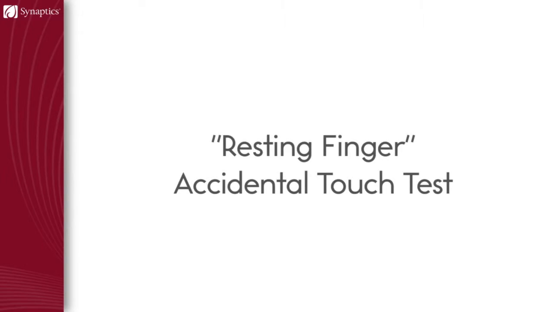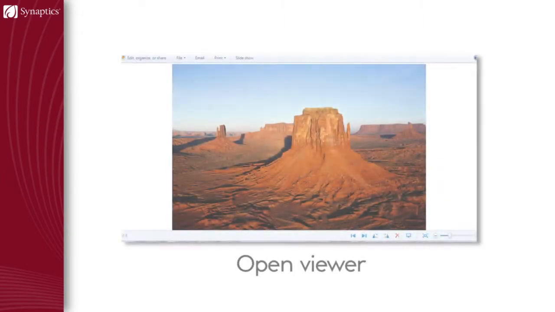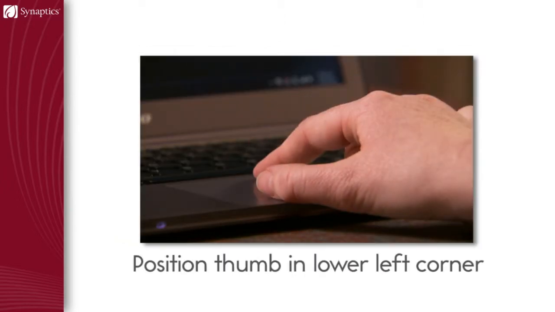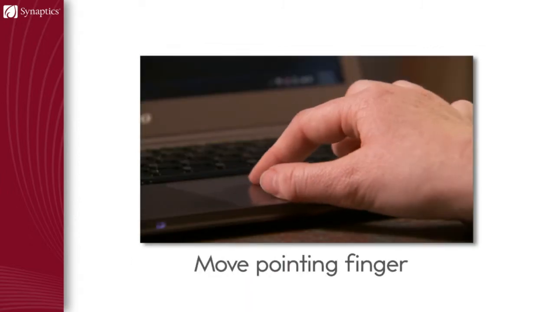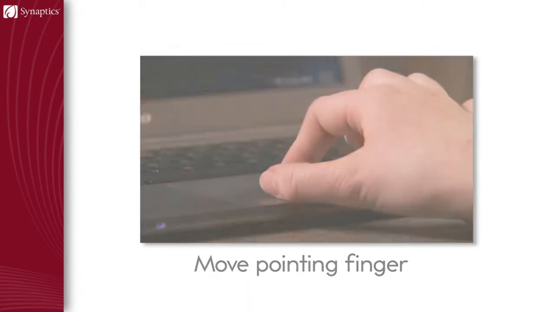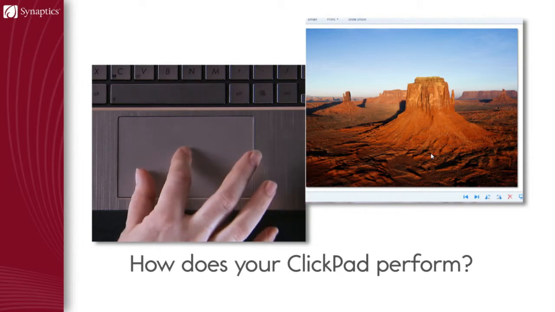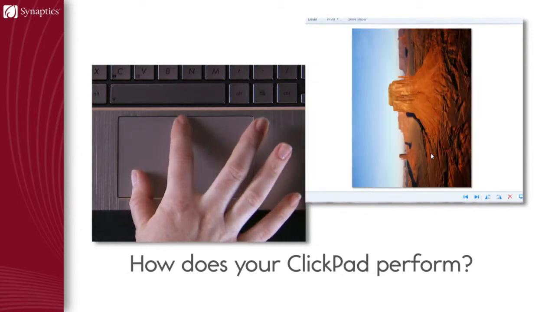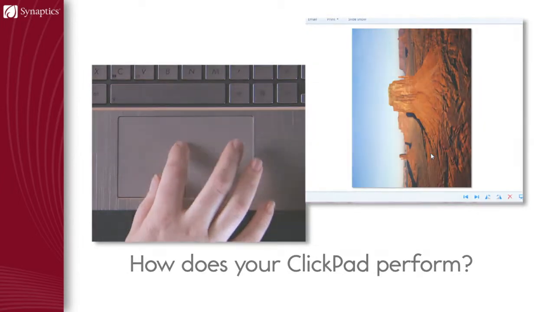If you want to test your touchpad for problems with accidental touch, here's how. Open your favorite photo viewer. Place your finger or thumb on the bottom left region of your ClickPad. Now move your pointing finger around on the touchpad. If your ClickPad accidentally rotates or zooms, your touchpad isn't designed to ignore accidental contact.